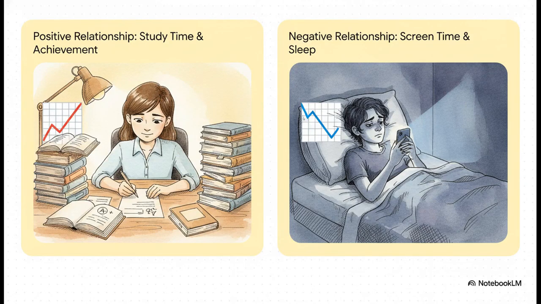Now, when establishing that expected relationship between your variables, it usually falls into a couple of distinct categories. We have a positive relationship, meaning that as one variable increases, the other goes right up with it, like dedicated study time and higher academic achievement. On the flip side, a negative relationship means as one increases, the other decreases. A classic, highly relatable example for us today, an increase in late-night screen time directly relates to a decrease in overall sleep quality. Understanding exactly how your variables interact is really the heartbeat of your hypothesis.